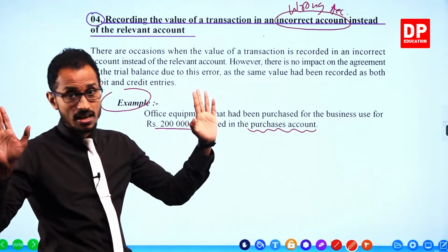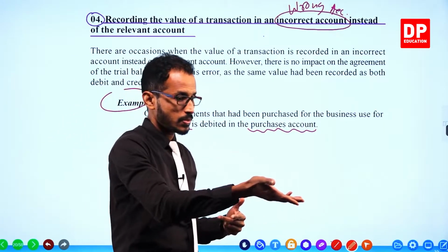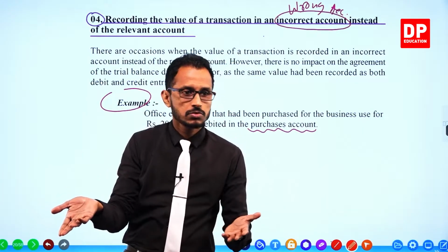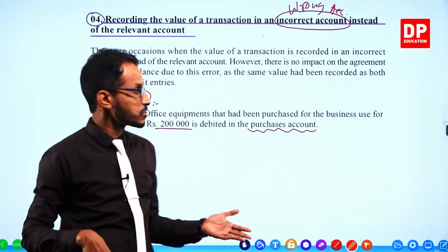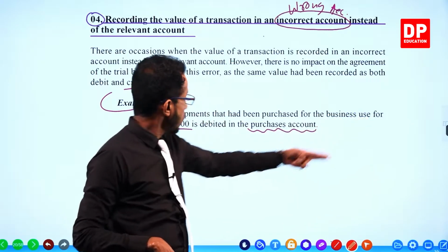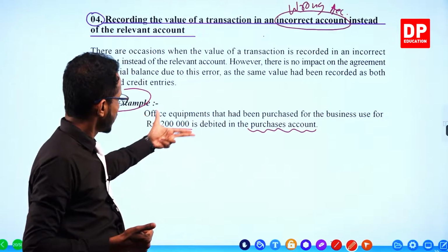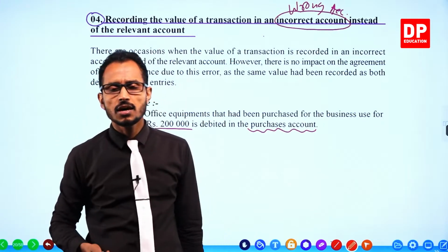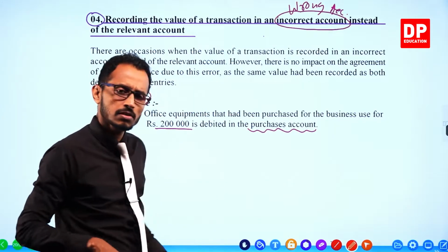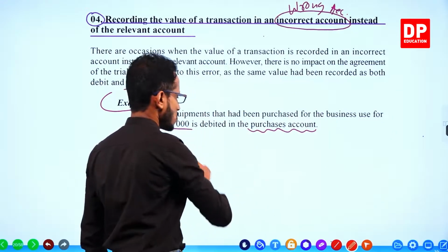Okay, not to resell. We are buying office furniture here for our office, let's say, or for our showroom, to use in the business. We need office equipment. That's why we have purchased for the business use. Okay, for 200,000, it's a considerable amount. It is debited in the purchases account. So what? It's a purchase.